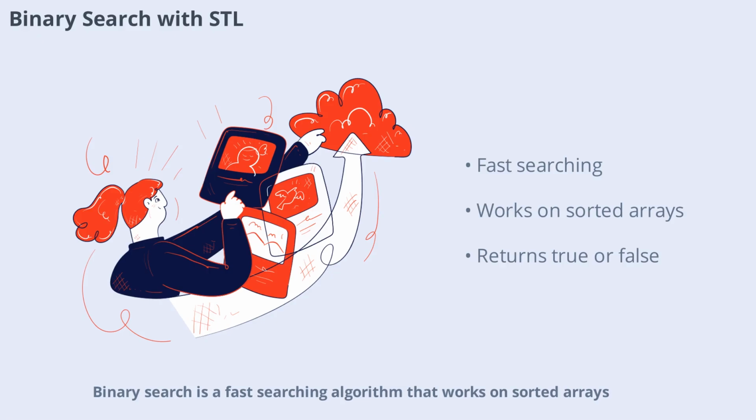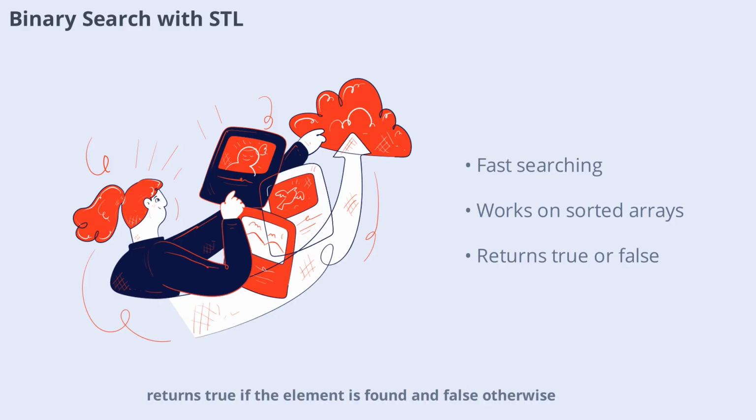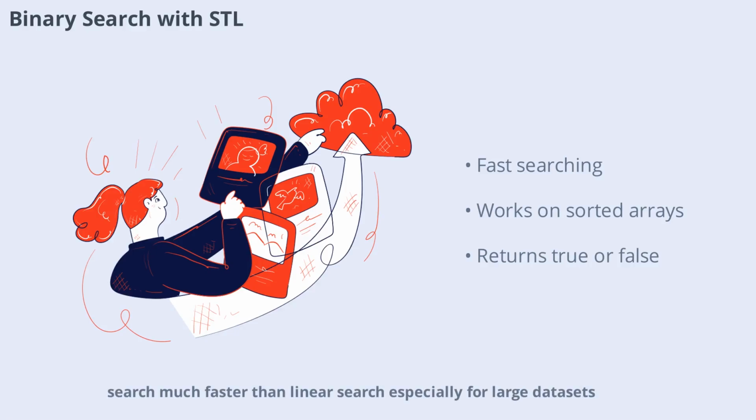Binary search is a fast searching algorithm that works on sorted arrays. The STL provides a binary_search function that returns true if the element is found and false otherwise. It works by repeatedly dividing the array in half and comparing the middle element to the target. This divide and conquer approach makes binary search much faster than linear search, especially for large datasets.